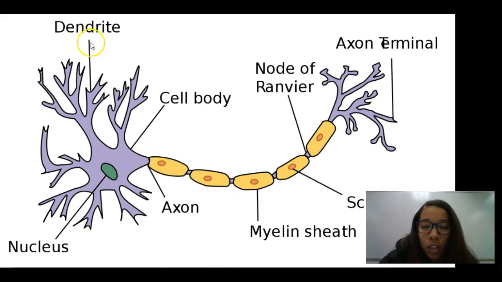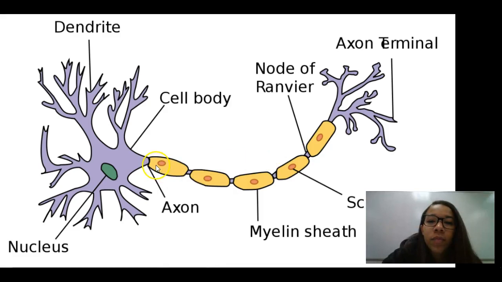Your dendrites function to receive messages from a different neuron. How they receive that message is a different presentation. But dendrites function to receive messages from other neurons, nearby neurons, I should say. Then extending from your soma, or your cell body, is the axon. It's really long. So extending from your cell body is the axon.